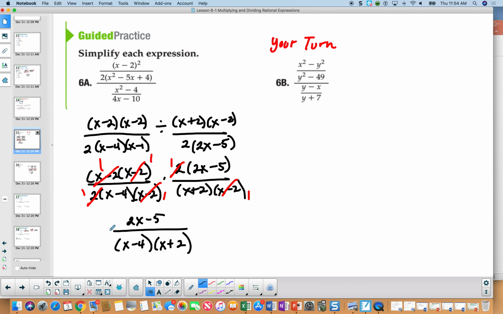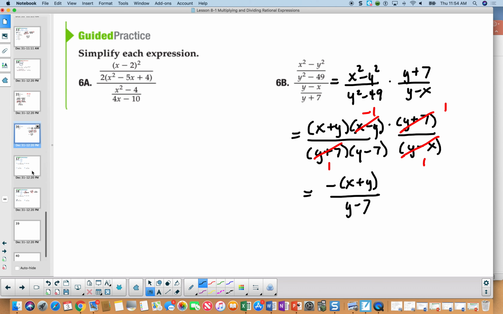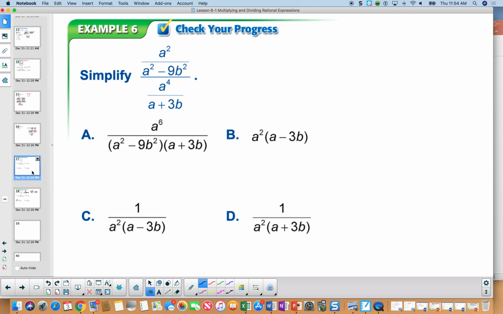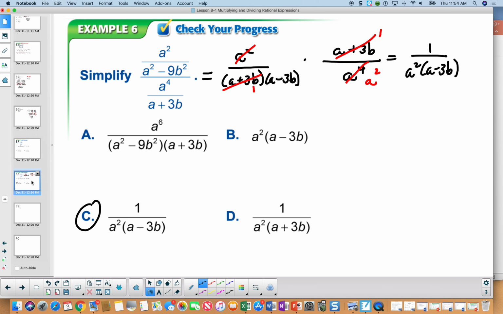Okay, pause to see if you can do the problem on the right. And here's the answer. Pause. And here's the answer.